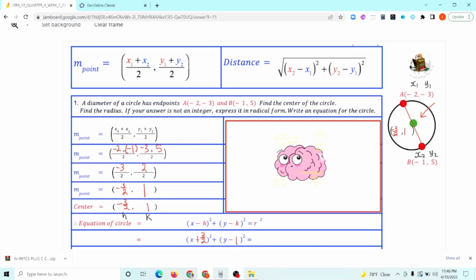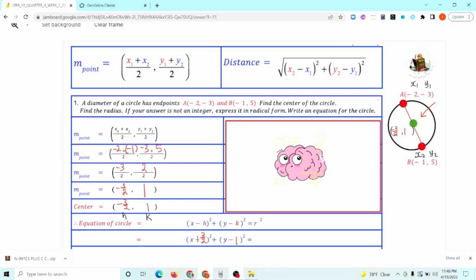Now we need to find the radius. If you look at this diameter, a radius is just basically from A to the green point. That will be a radius. Another radius would be from the green point to B. That's also another radius. So we have a diameter which has 2 radii, or 2 radiuses.